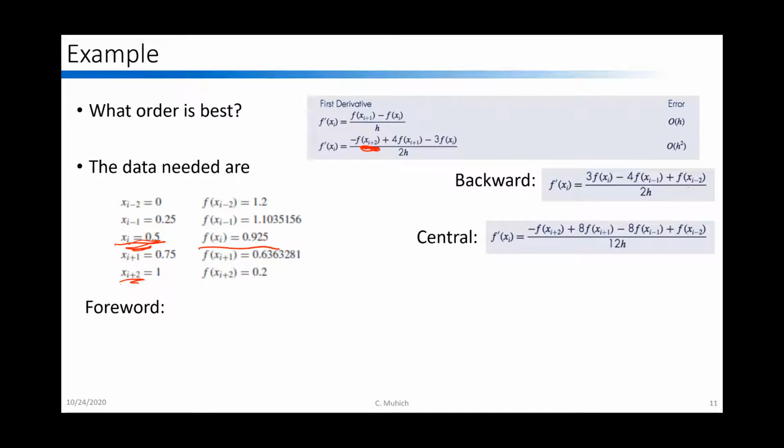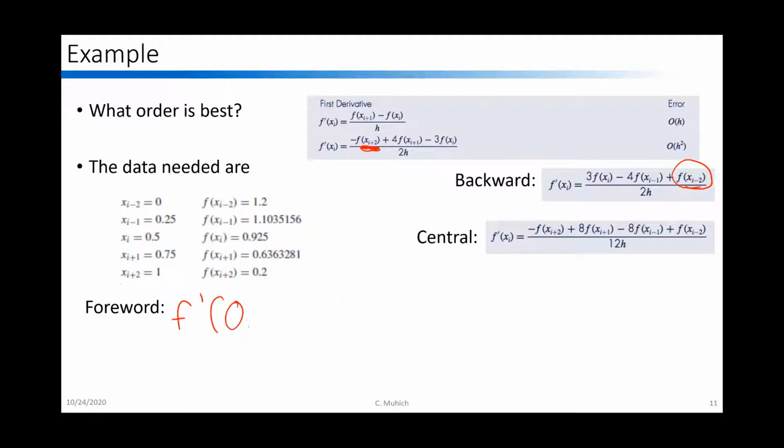For my backwards derivative, I need to look backwards two spaces. So if I look backwards once, that's x equals 0.25. And if I look backwards twice, that's xi minus 2, which is 0. And then for all of these cases, I can go through and calculate my f of x value. So now I can take this information and plug it in, and put in my derivative.